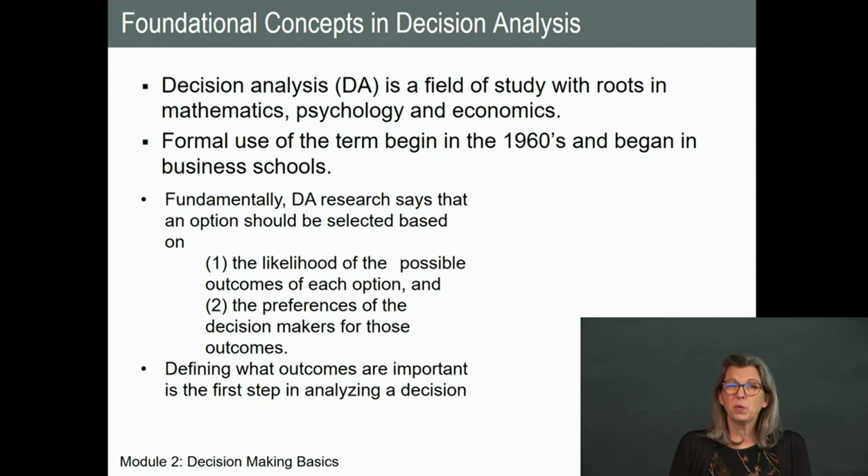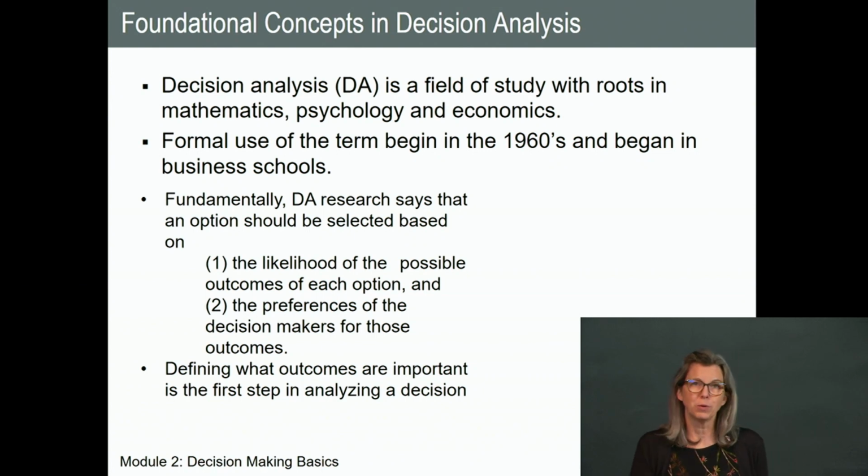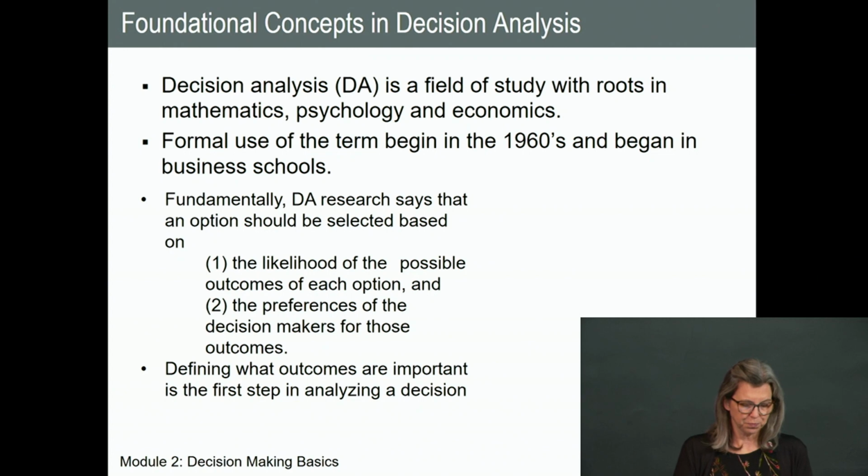So I'm going to go over a few foundational concepts in decision analysis. First of all, it's a field that's relatively new compared to other types of fields. The formal use of the term started in the 1960s. It's a field of study that has roots in mathematics, psychology, and economics, as well as other fields. It's a nice cross between lots of different disciplines. So, of course, people teach entire courses on decision analysis, and I'm not going to do that here. But I want to boil down most of what the research says.